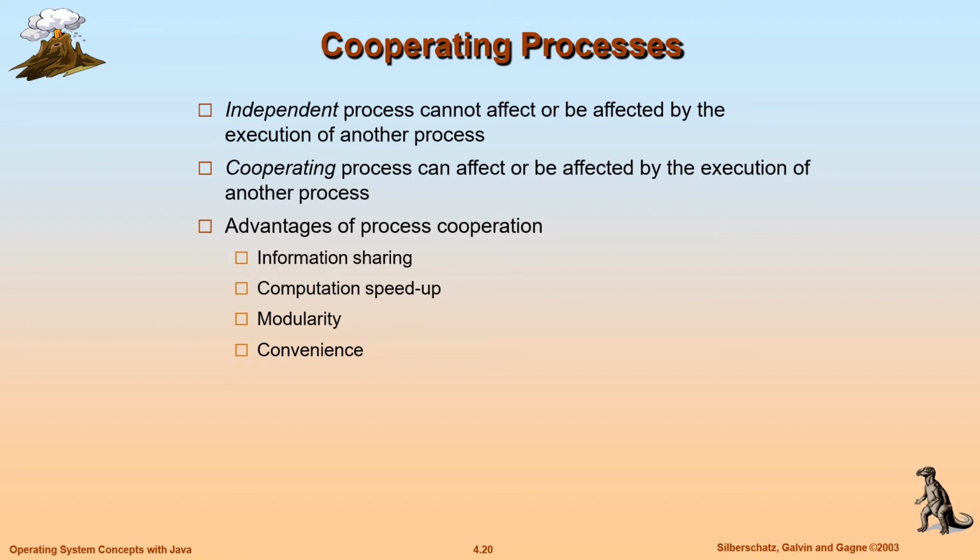Fourth is convenience. An individual user may work on many tasks at the same time, for instance editing, printing, and compiling in parallel. All these are for the individual user's convenience. That is why a cooperating process is generally very good. It saves resources.